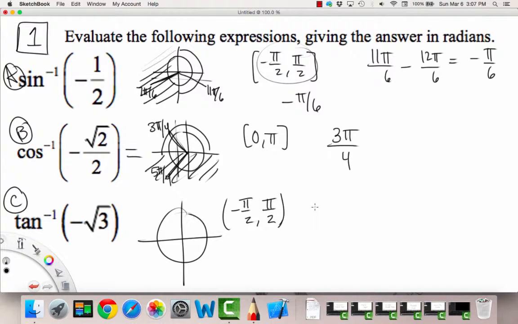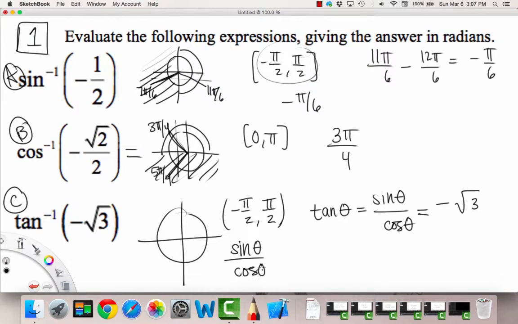What we can do is say, we're looking for some angle theta so that tangent theta, which is equal to sine theta over cosine theta, is equal to negative radical 3. What we can do with this negative radical 3 is rewrite it as negative radical 3 over 2, multiplied times 2 over 1.